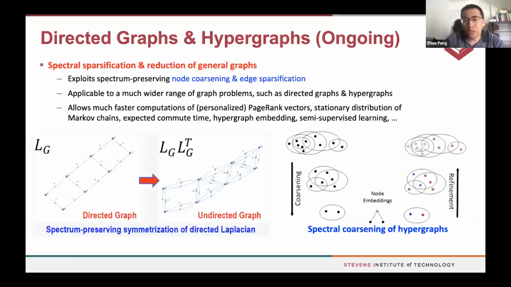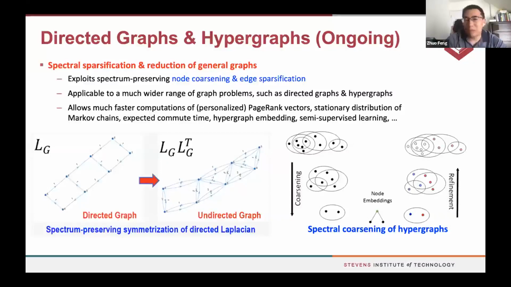Our ongoing work focuses on more general graph problems, such as directed graphs and hypergraphs. As more and more data science applications involve graph-structured data sets, people are becoming more and more interested in studying graphs with directed edges, or hypergraphs, which may involve multiple nodes inside a single edge. Such new data formats may allow people to better understand the underlying relationships.